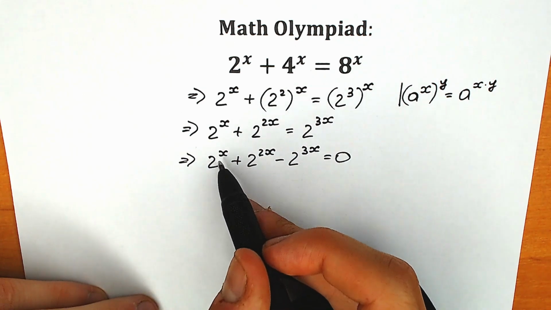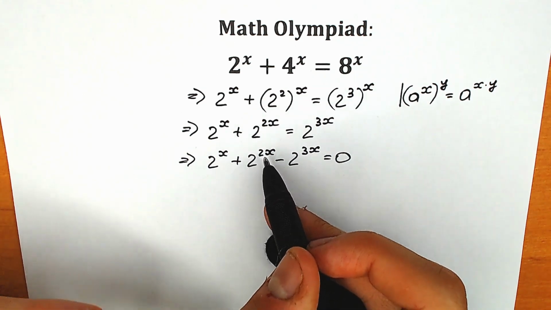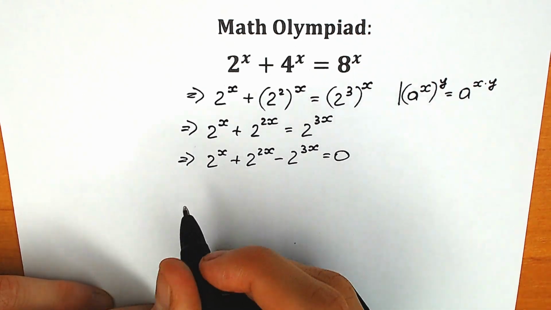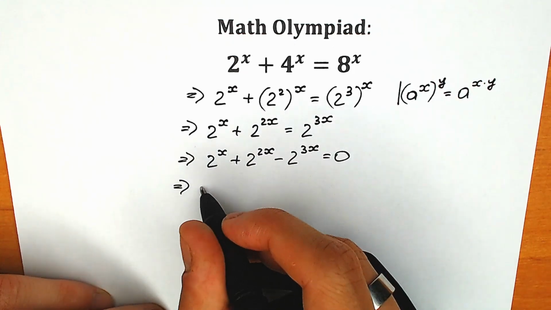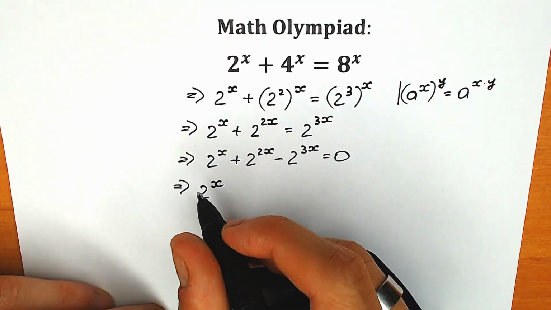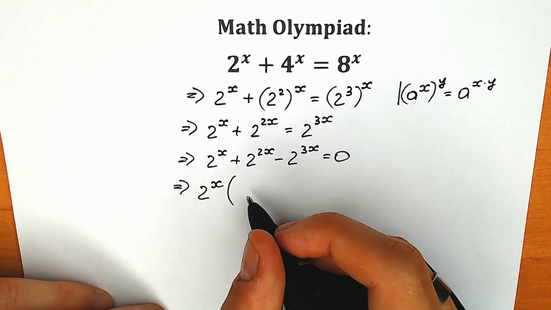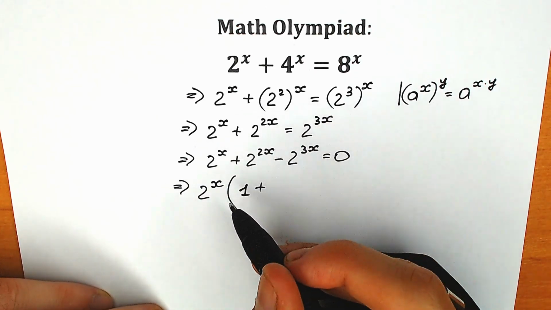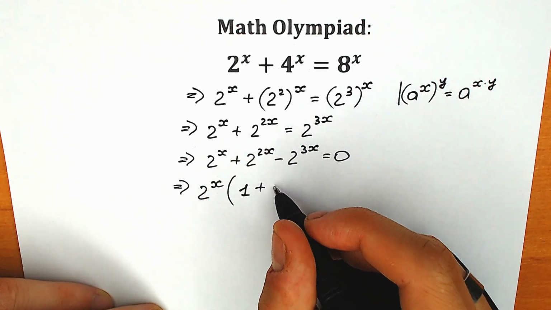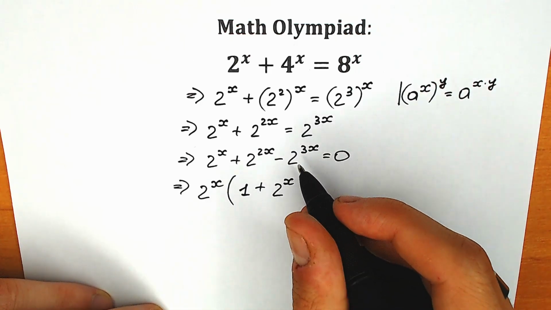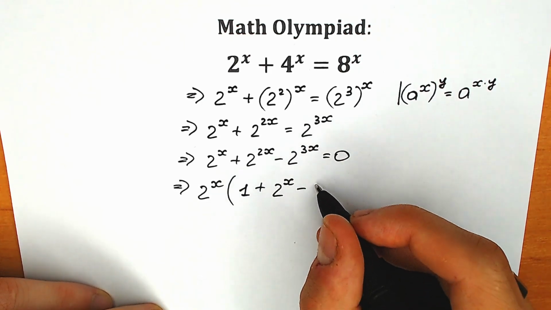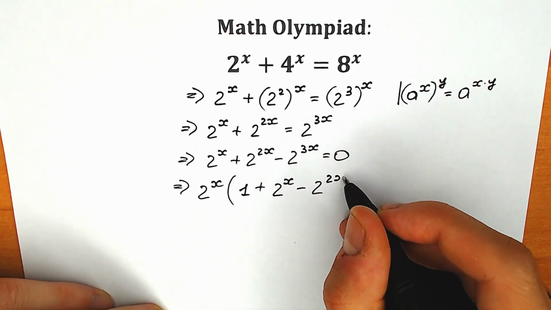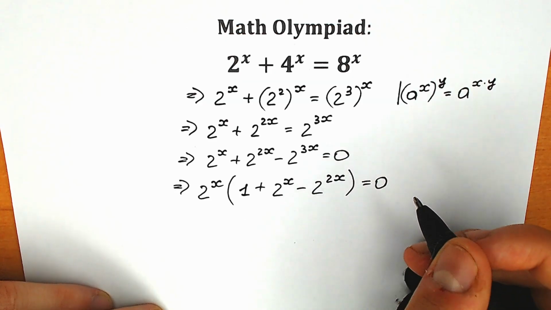We have 2 to the power x here, and 2 to the power x right here, but 2 to the power 2x, it doesn't matter. We can easily factor out 2 to the power x. So 2 to the power x, we're going to factor it. And in parentheses, what do we have? We have 1 from here, plus we have 2 to the power 2x, we factor out 1 2 to the power x, so as a result we have only 1 2 to the x, and right here we have 2 to the power 2x, so minus 2 to the power 2x and is equal to 0.